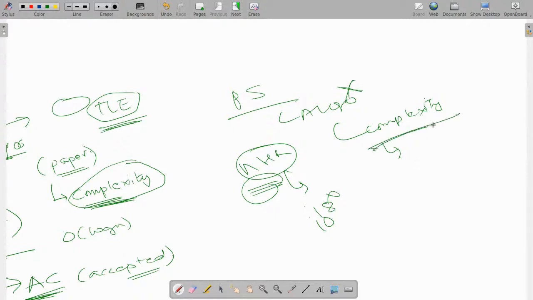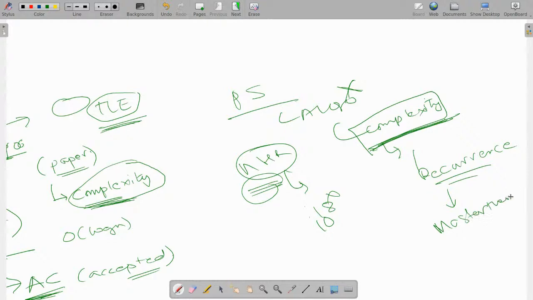And to find this complexity, if you are using any recursive calls, then you will get a recurrence relation. And if you are getting a recurrence relation, you will have to find the complexity using master theorem. That is why we are learning master theorem. That is why master theorem is important.